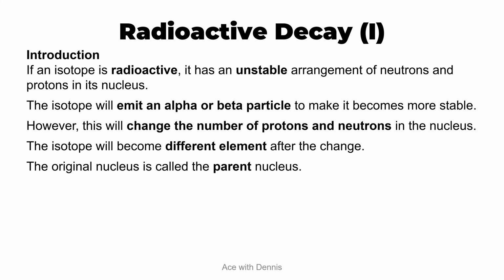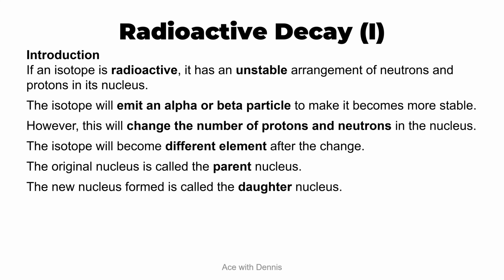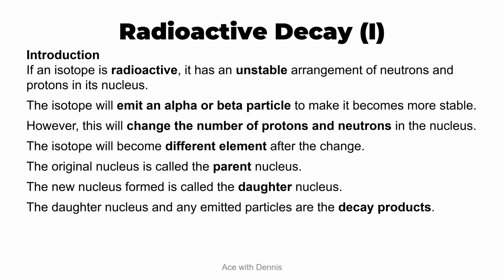The original nucleus is called the parent nucleus, and the new nucleus formed is called the daughter nucleus. The daughter nucleus and any emitted particles are the decay products.